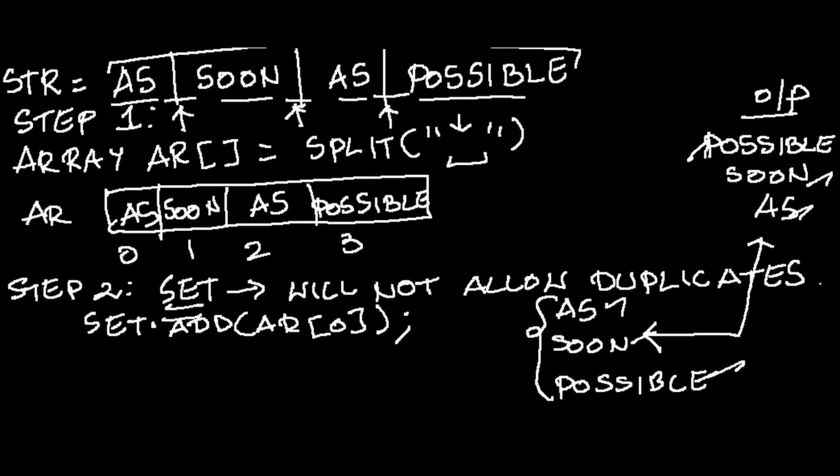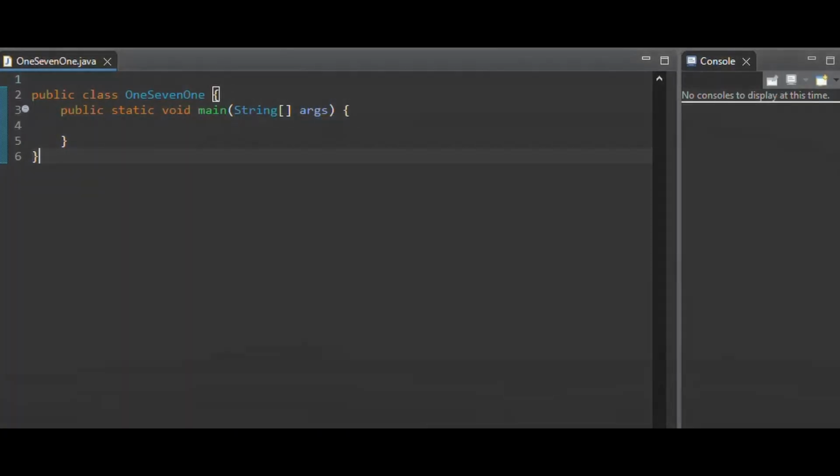So if you are given a particular sentence, first you segregate each and every word and store it in an array. And then each and every word is added into the set data structure. Since a set will not allow duplicates, the duplicate "as" will not be stored. That is, for two "as", only one "as" will be stored in the set data structure. Now, let me tell you how you can write a Java program to implement this.